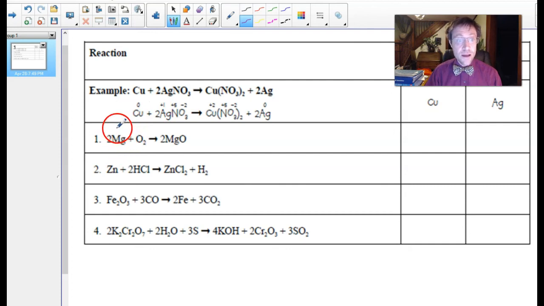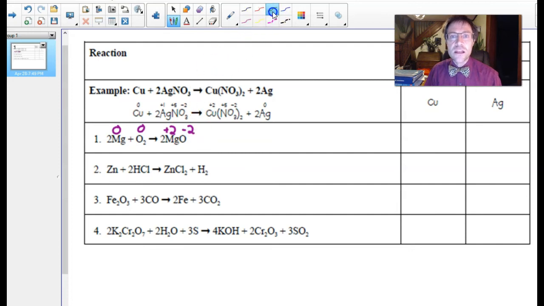Magnesium, it's all by itself. Therefore, its oxidation number is 0. Oxygen is all by itself. Therefore, its oxidation number is 0. Now remember, this is a very simple one. We're just starting. Over here, we have magnesium oxide. I look up on the periodic table of the elements, and sure enough, magnesium is a +2 because it's in a compound. Then I look up again. Yep, oxygen is -2.